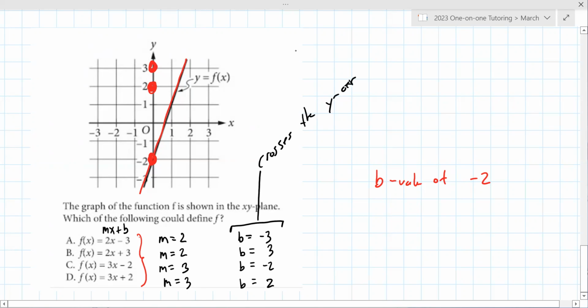On this graph over here on the left, where does the line cross the y-axis? Where does it hit the y-axis? -2. So which of these 4 answers has a b value of -2? C. Letter C. Very good.